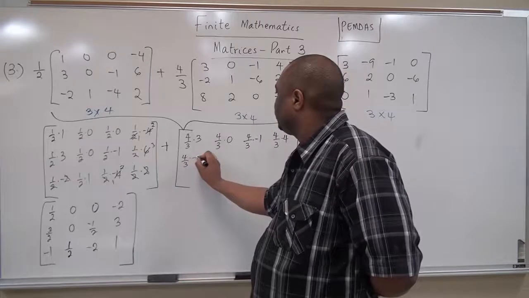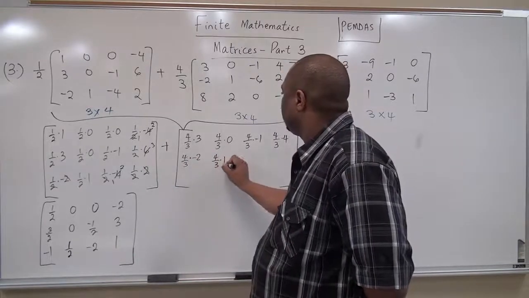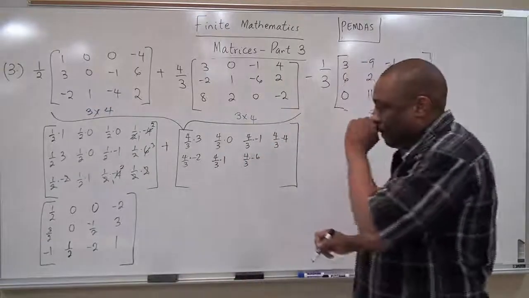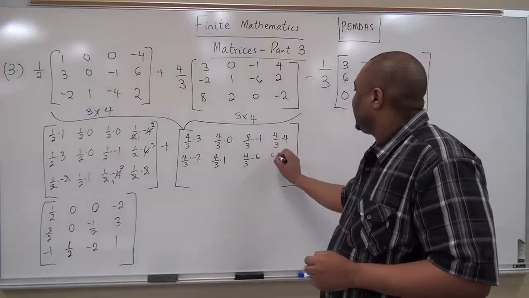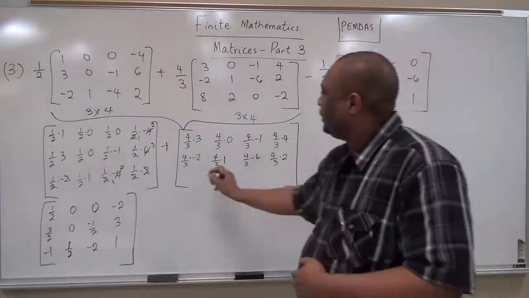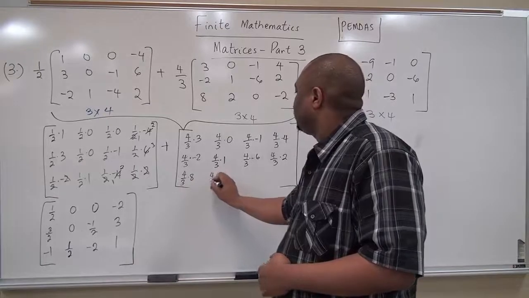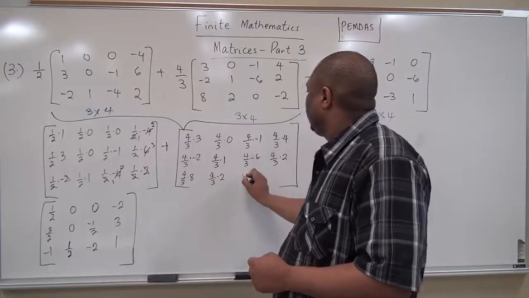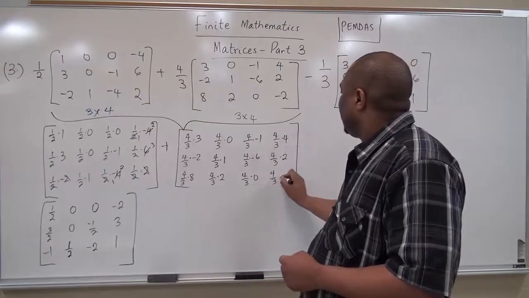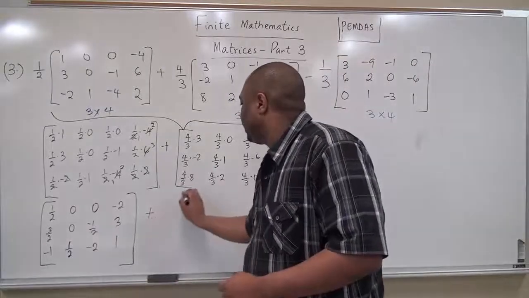Then 4/3 times -2, 4/3 times 1, 4/3 times -6, 4/3 times 2, 4/3 times 8, 4/3 times 2, 4/3 times 0, 4/3 times -2. So this will be, okay, plus, we bring down the plus.